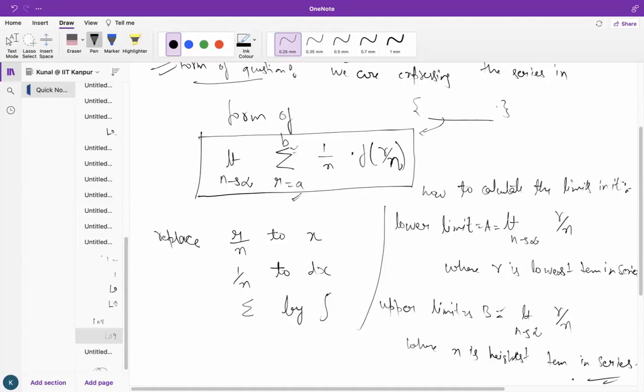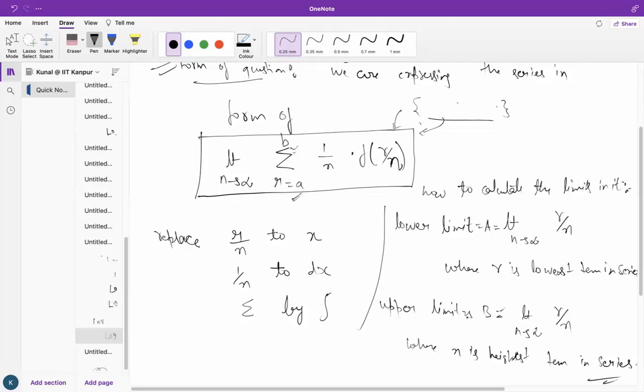This is the basic theory part. First, you have to convert the series into this format. Then you have to replace r by n with x, 1 by n with dx, and summation with integration. And then it's time to put the limits in the integration. So for the lower limit, you just take limit n tending to infinity of r by n, where r is the lowest term in the summation part.